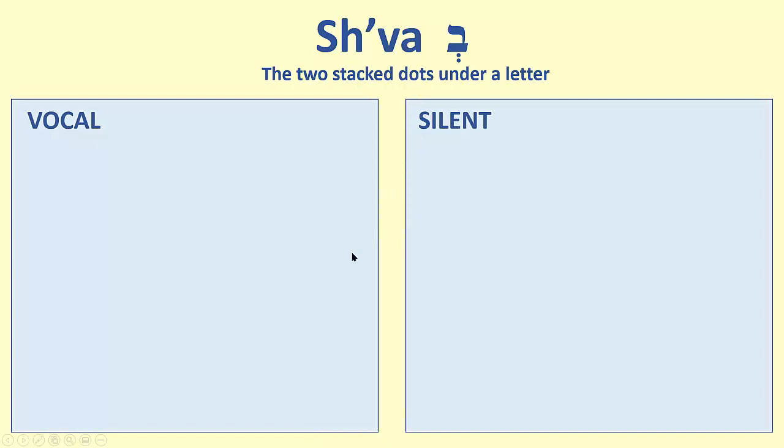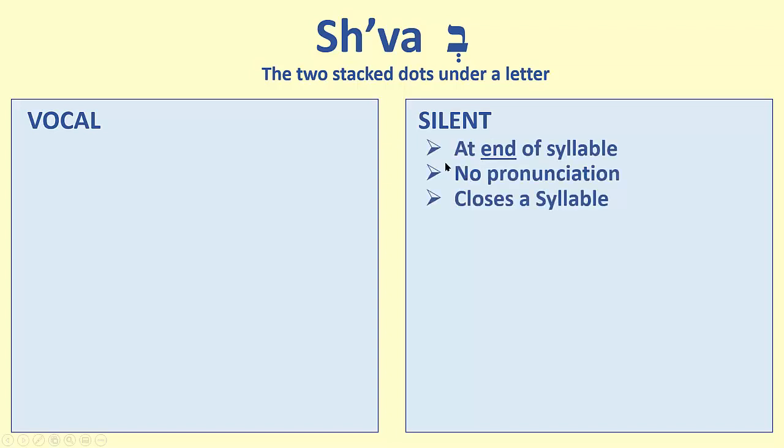Unsurprisingly, there are two versions of schwa. One is vocal. It actually makes a sound, even though it's very, very small. And then there's another, silent schwa. We saw the silent schwa earlier. Remember, the silent schwa is the one that shows up at the end of a syllable. It has no pronunciation, and in fact, the only reason it's there is to show you where the end of the syllable is. It closes a syllable.